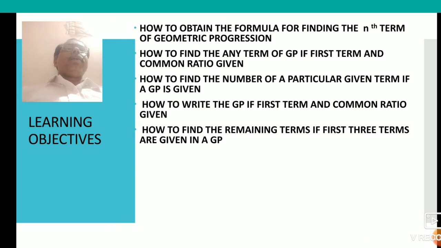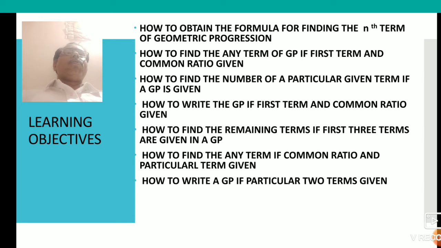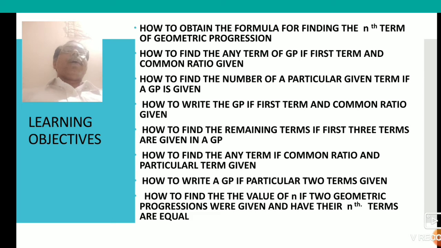How to find the remaining terms if first three terms are given in a GP? How to find any term if common ratio and a particular term are given? How to write a GP if two particular terms are given? How to find the value of n if two geometric progressions are given and their nth terms are equal?